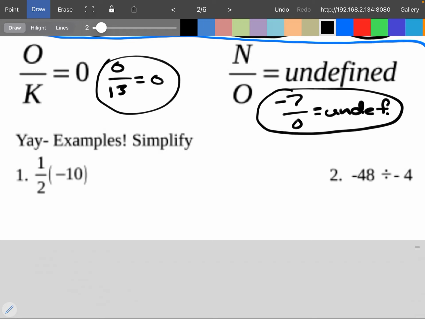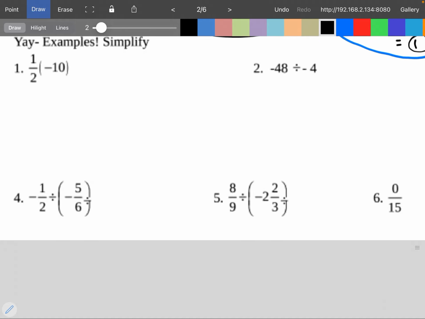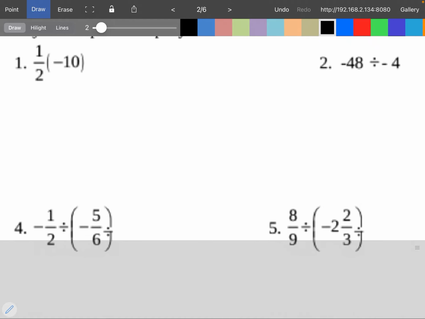So that's pretty much it for the notes for this. Then we just got to work out, I think we got like 7 examples we got to go through here. So let's start working on those. Let's do 1 and 2 here.